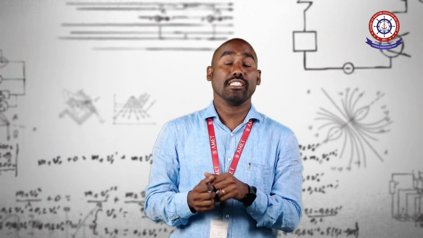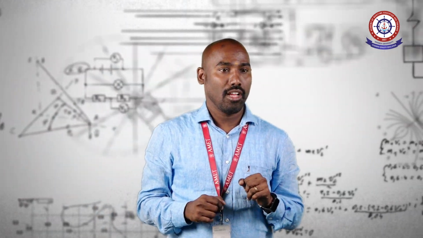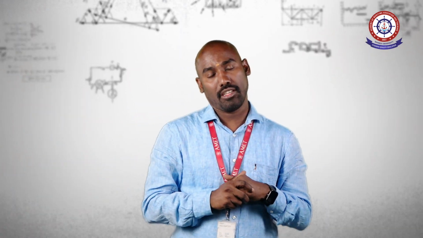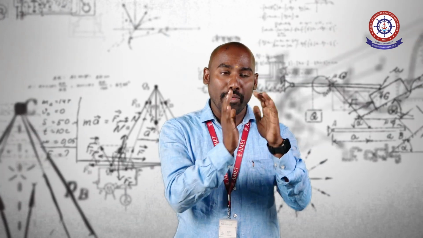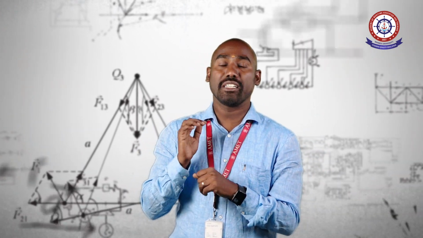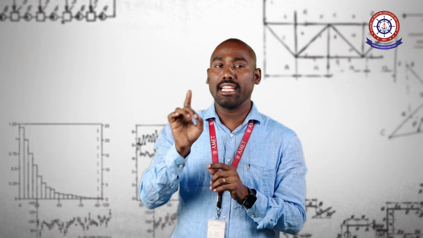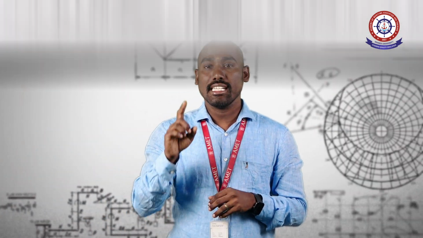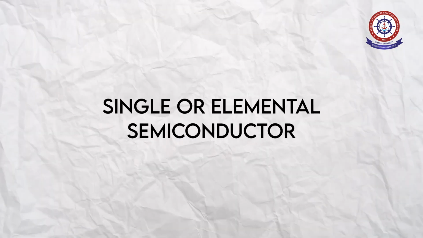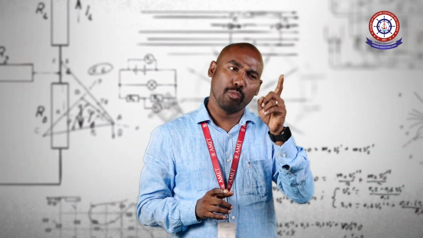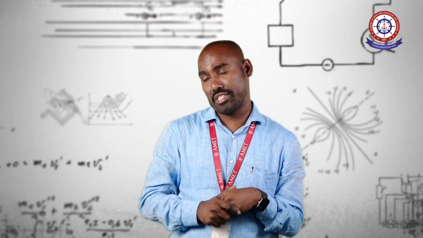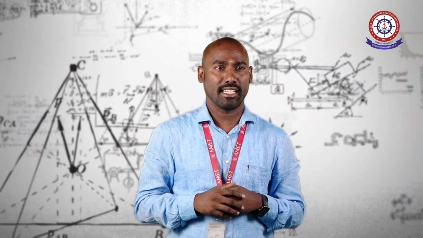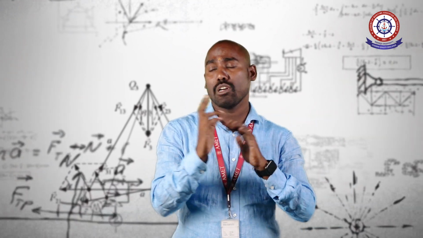Semiconductors can be classified into two major categories. The first one is composition. Based on the composition, how many materials are there, we can classify into two categories. If a semiconducting material is made of only one element, then we call it a single or elemental semiconductor. That means no other composition in it. Examples are germanium or silicon.